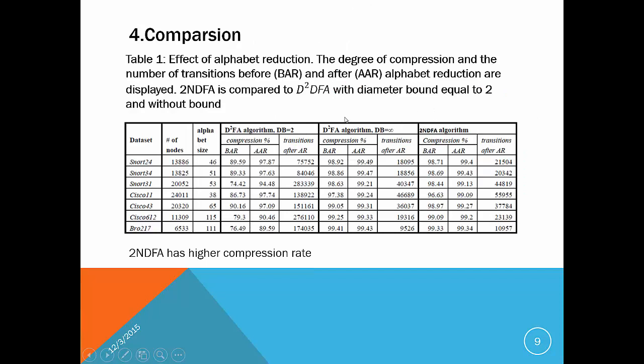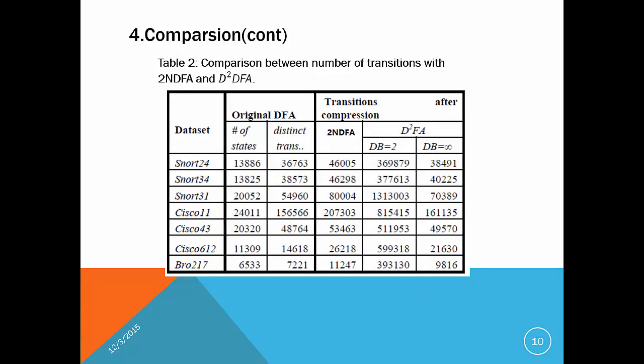In the comparison section, first of all, we compare the number of transitions before and after compression. Here, from table 1, we can see that 2N DFA has a higher compression rate. The second table is the comparison between the number of transitions with the 2N DFA and D-squared DFA. We can see the number of D-squared DFA transitions is twice that of the original DFA. 2N DFA has the highest transition number.